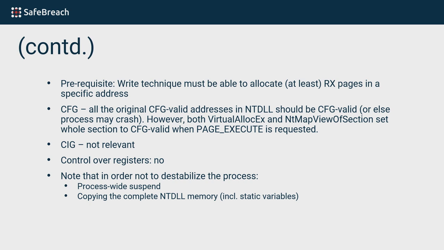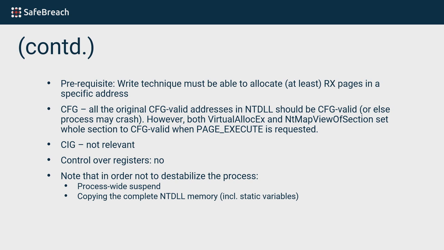Since the memory that we allocate inside the target process replaces the old anti-DLL, all entry points in anti-DLL, all functions in anti-DLL, must be CFG valid. Fortunately, if we use either VirtualAllocEx or NtMapViewOfSection, this is taken care of.